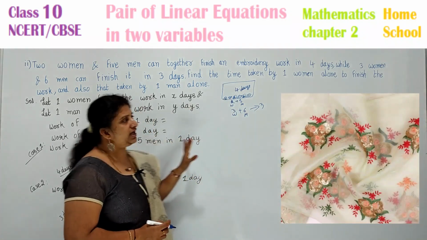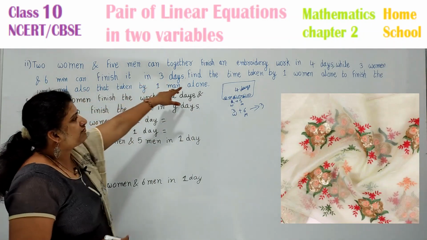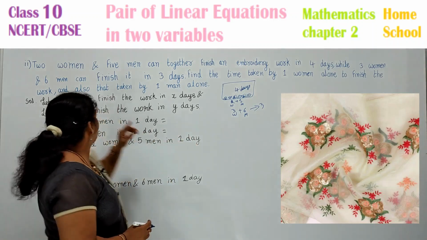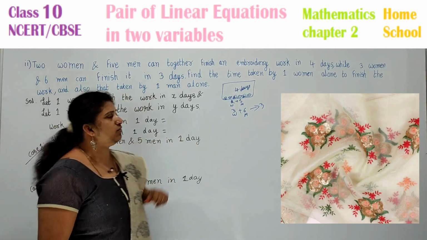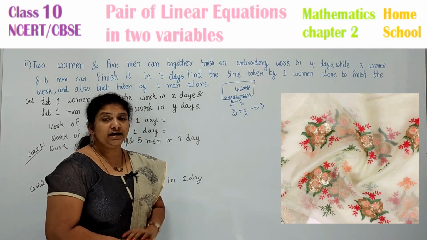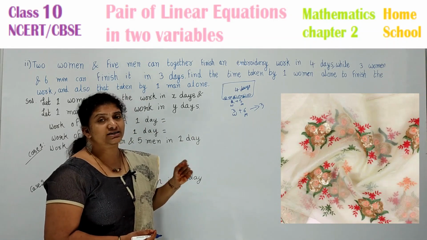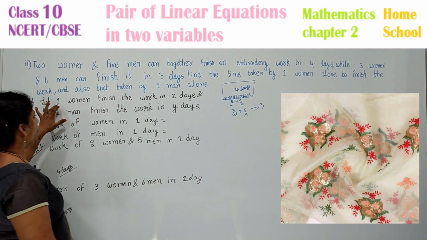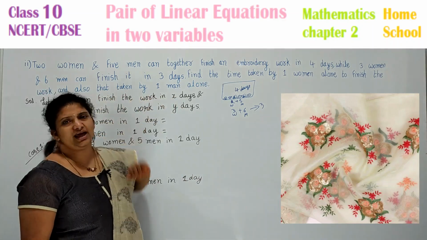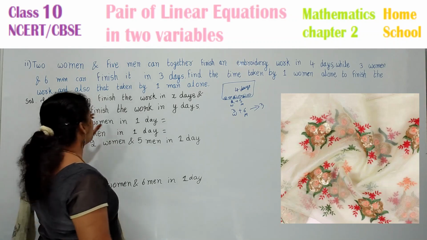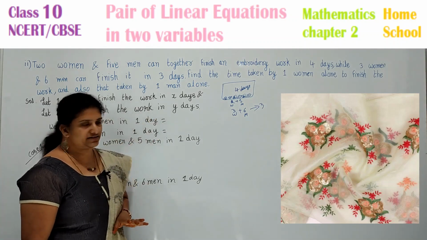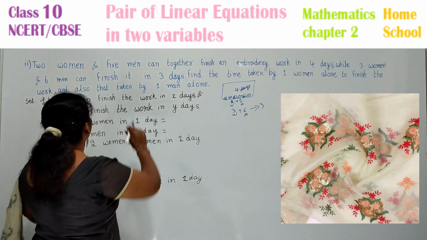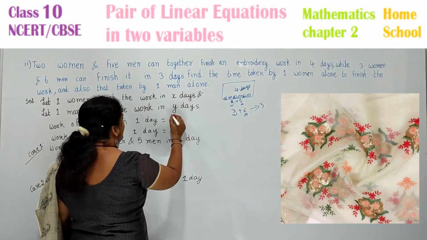Understand the question carefully. Now, find the time taken by 1 woman alone to finish the work and also that taken by 1 man alone. By a single man and single woman, what is the time taken to complete this work? Let us assume here 1 woman finishes the work in x days and 1 man finishes the work in y days. Work of a woman in 1 day. So what did we take? Work x days, right?